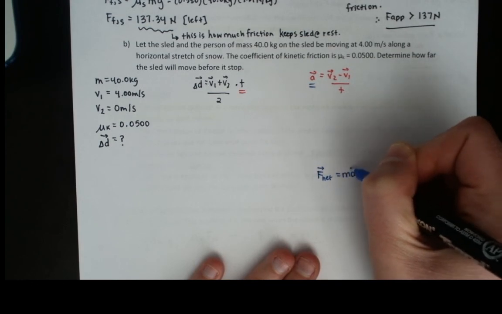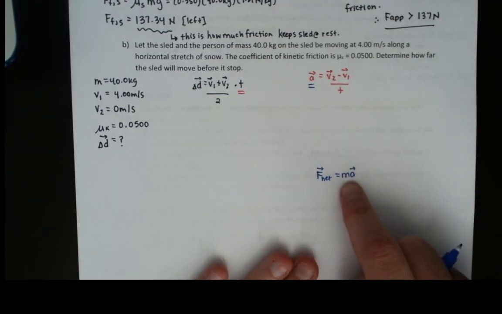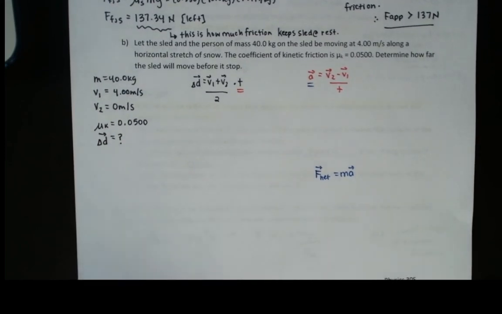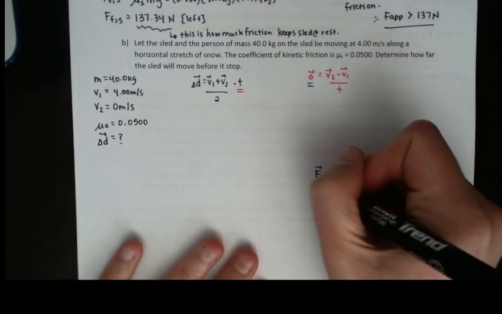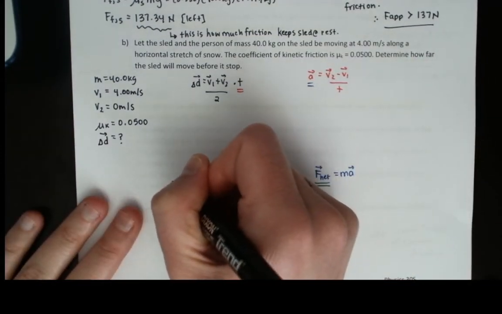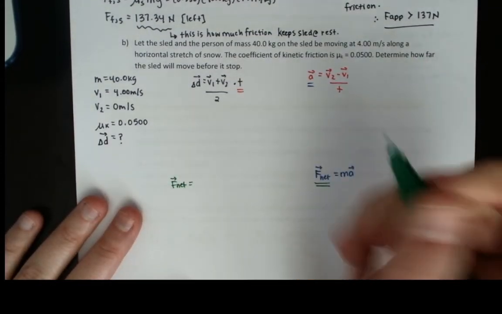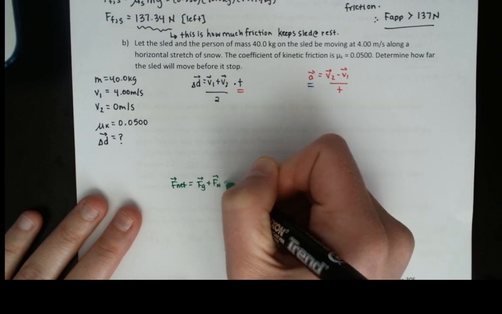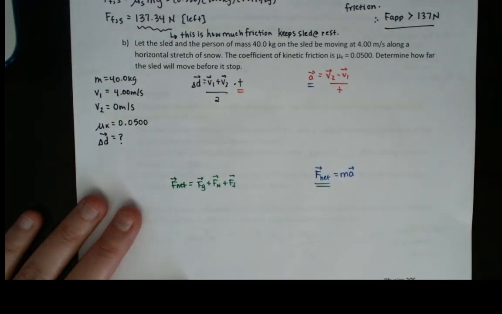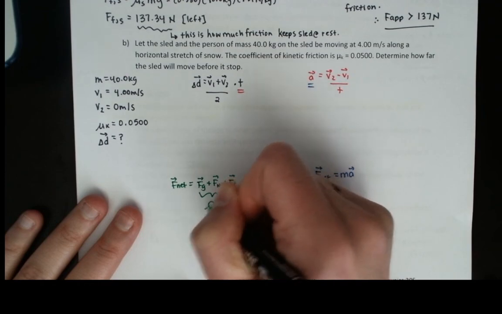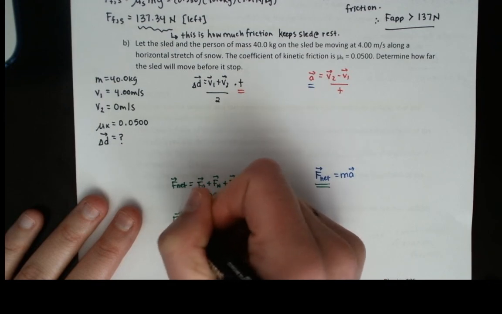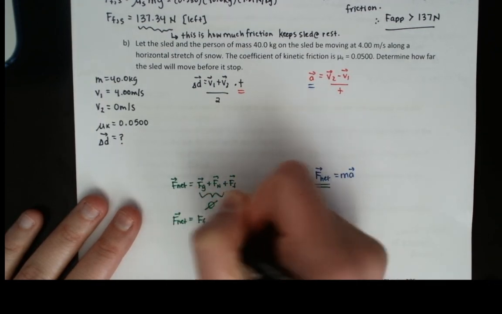Fnet equals mass times acceleration. We have mass, but we don't know the net force. So maybe we could figure out the net force based on our scenario. Well, we know that the net force is equal to all your forces together: gravity, normal force, friction force. We also know that these are equal and opposite to each other. So really the net force is equal to friction.